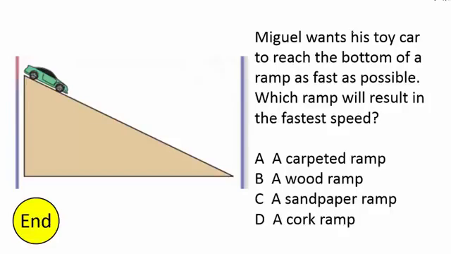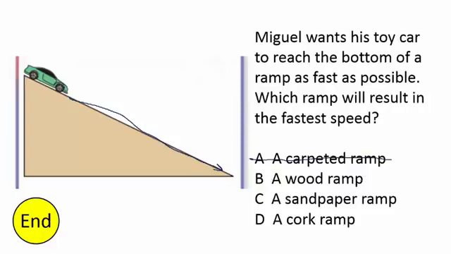All right. Miguel wants his toy car to reach the bottom of the ramp as fast as possible. Which ramp will result in the fastest speed? Here's the thing. You guys all know enough about science. We need this ramp here to be as smooth as possible. So think about which one of these surfaces would be smooth. Well, a carpet, you've all tried to roll something on carpet. Doesn't work very good, so I'm going to throw that one out right away.